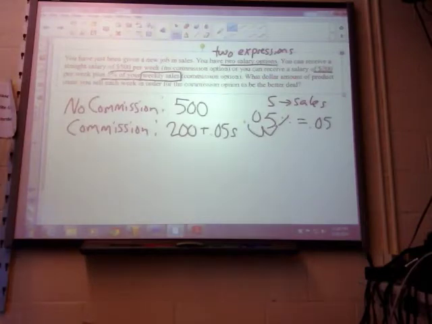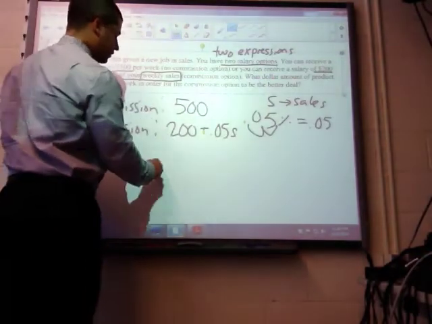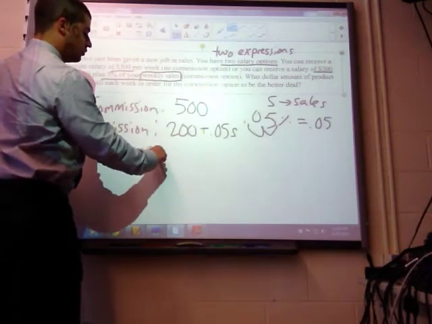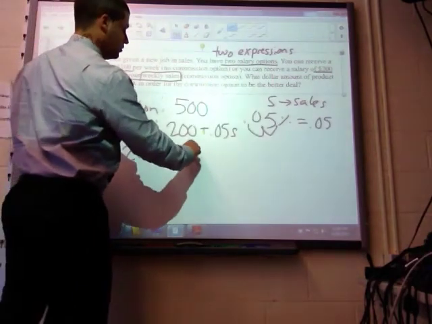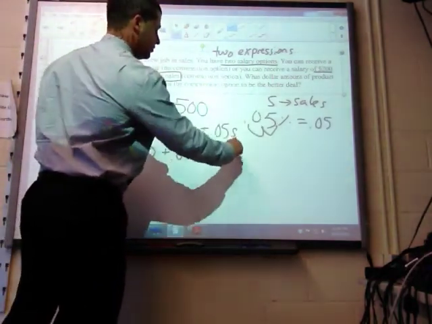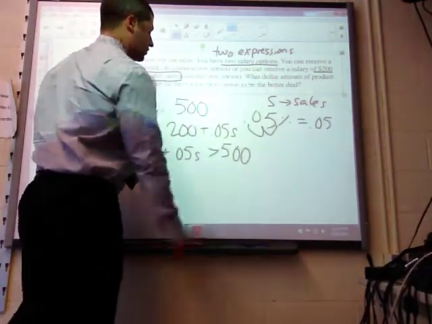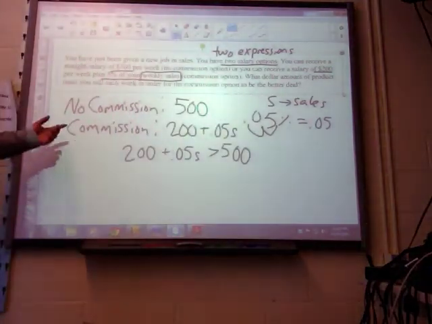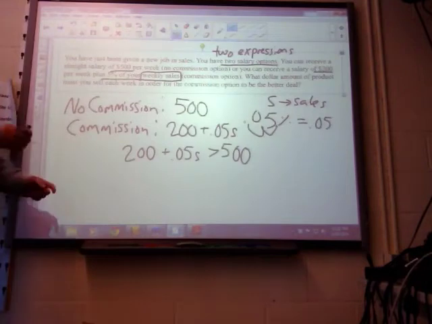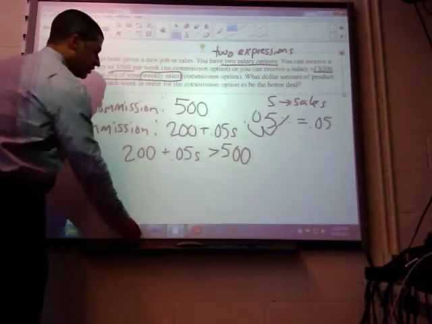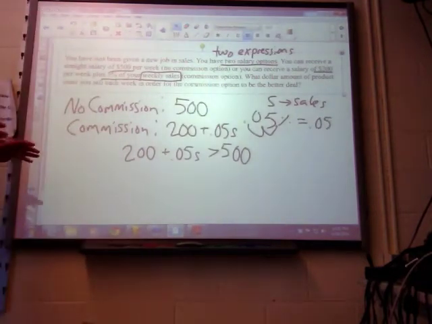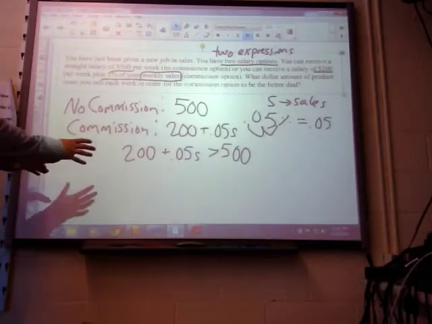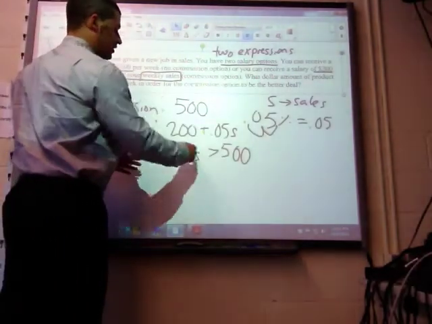What dollar amount of product must you sell each week in order for the commission option to be the better deal? So for this option to be the better deal, we want it to be greater than the other option. So we have to have a greater than sign. And then you'd solve this like a simple 2-step equation. And that's something more than we'll do in class tomorrow. So right now we're really worried about being able to set this up. And then from here I believe all of you can solve by subtracting and then dividing.